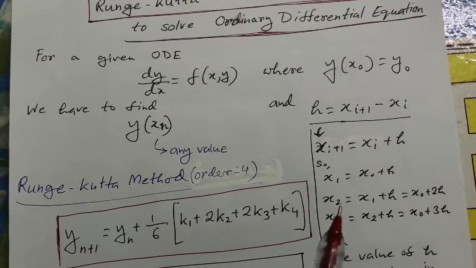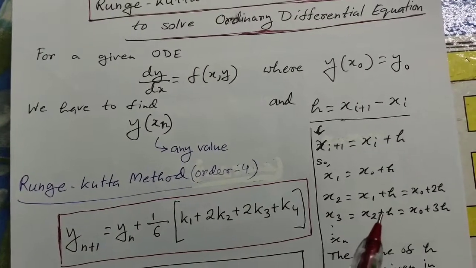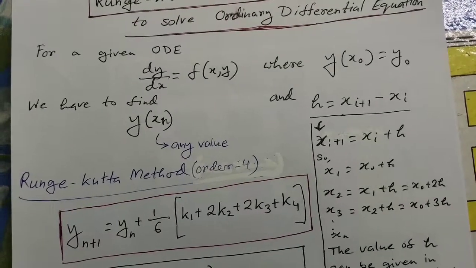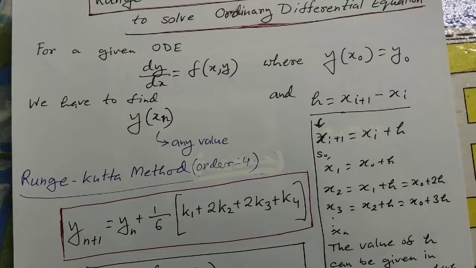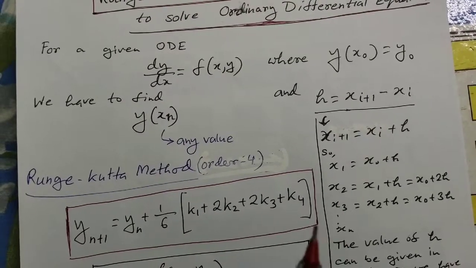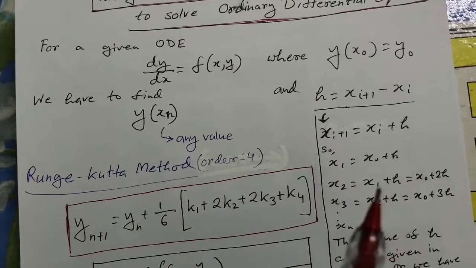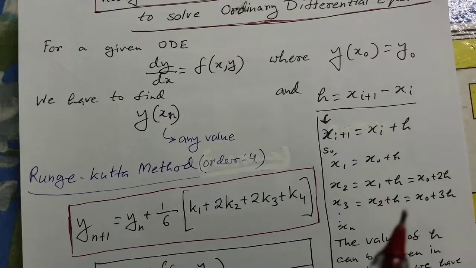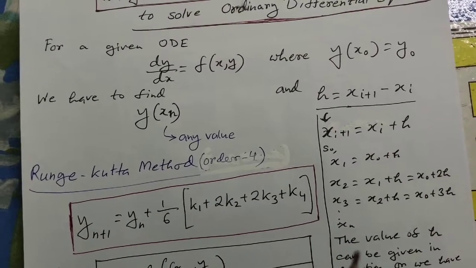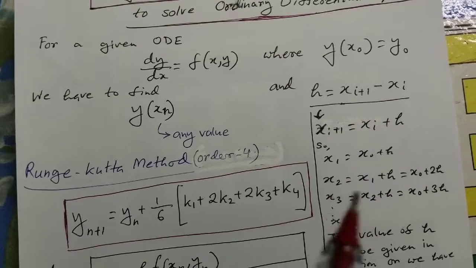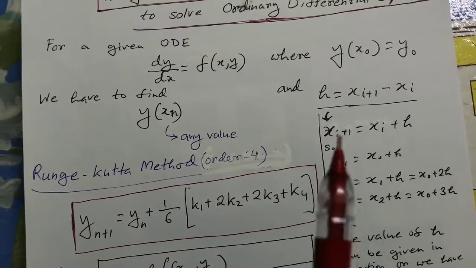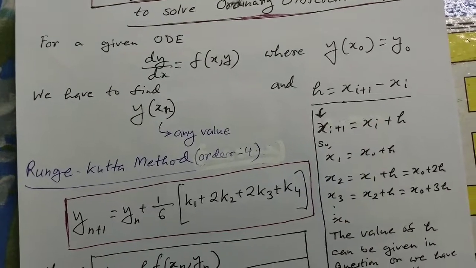Similarly, x3 becomes x2 plus h. There is an increase each time: x1 is incremented by h and it becomes x2, x2 is incremented by h and it becomes x3, and so on. So x3 in this way will be x0 plus 3h, and we can get any value xn by calculating this h.